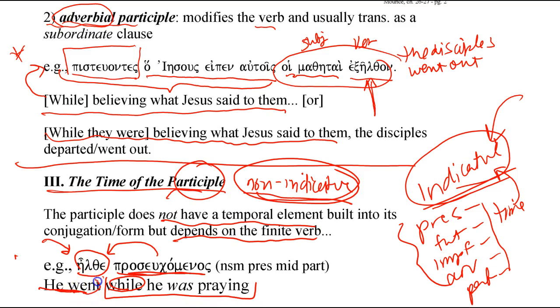So if the main verb is past, he went, then you want to translate the present participle as something in past time. And since present participles are a continuous kind of participle, and we'll go over that in chapter 27, I'm just kind of giving an overview. That's why we're translating as while he was praying, he went.